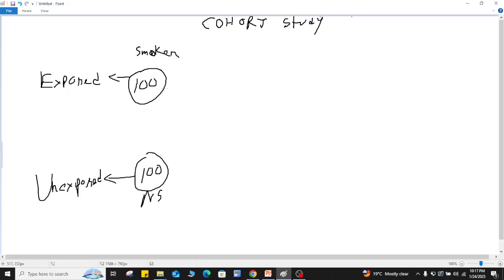Now, what are we going to do here? As a researcher or investigator, we are interested in following up these two groups of people for a long period of time, say 10 years. After following up for 10 years, we would like to see how many of them developed lung cancer, writing LC in short, and how many did not develop lung cancer.